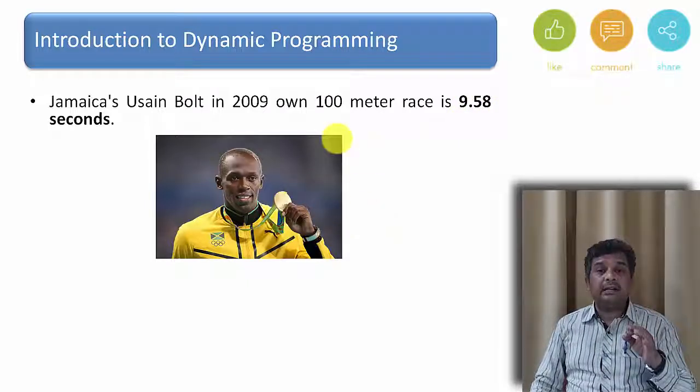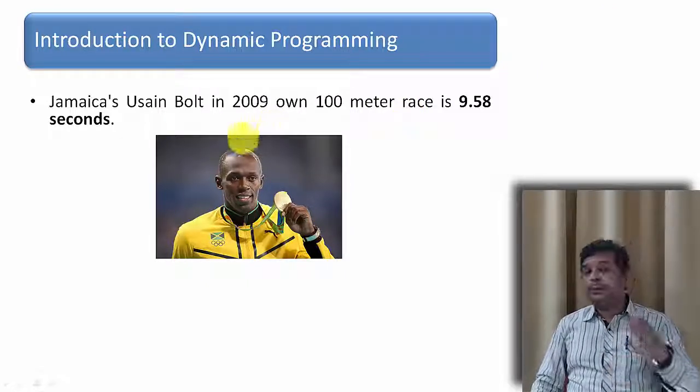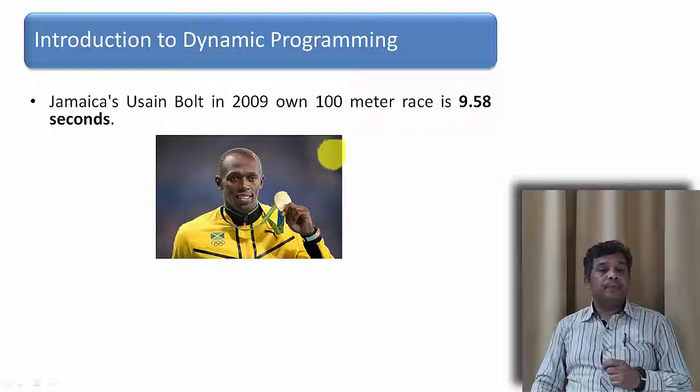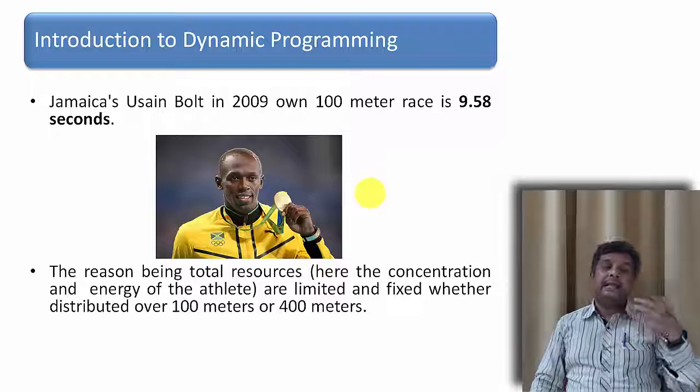If we take the 100-meter race as a subproblem of the 400-meter race, it means in this particular situation, dynamic programming cannot be useful. The reason being that the resources used are more in the subproblem than in the main problem.